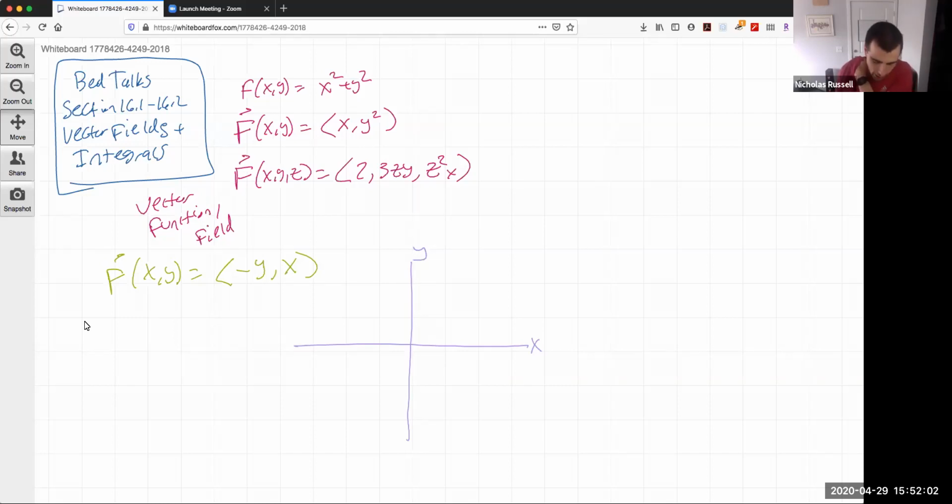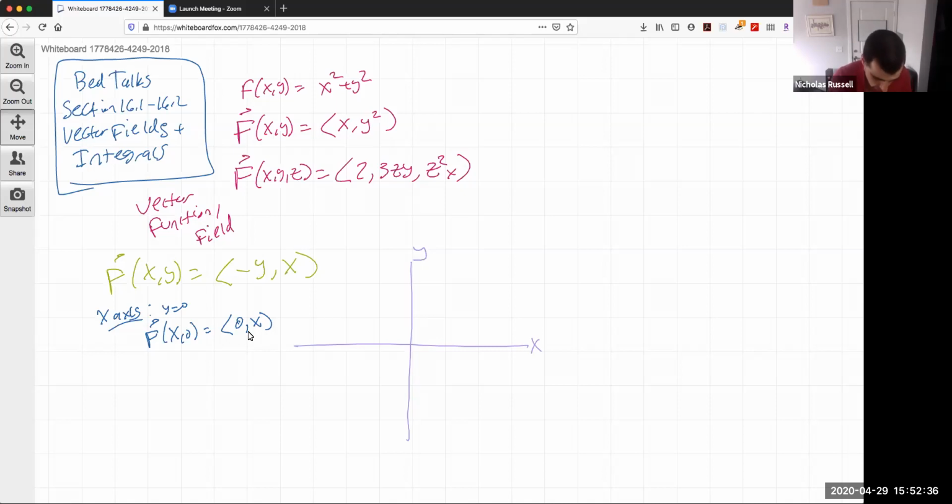So what I usually like to do, in my opinion, is start on the axes to see what's happening on the x and y axis. So on the x-axis here, we have that y is equal to 0, right? That's what's usually defined there. So if I plug in f at x, 0, in this case, I'm just going to get 0 comma x. Now, what kind of a vector is this? Well, let's say I plug in 1. I'm going to get 0, 1, which is directly up.